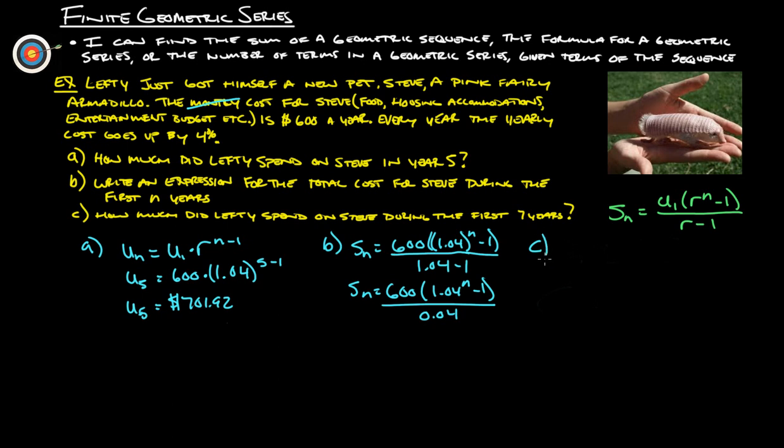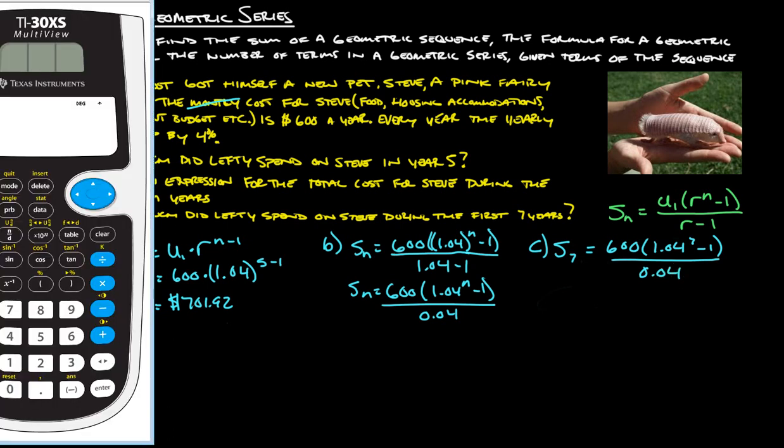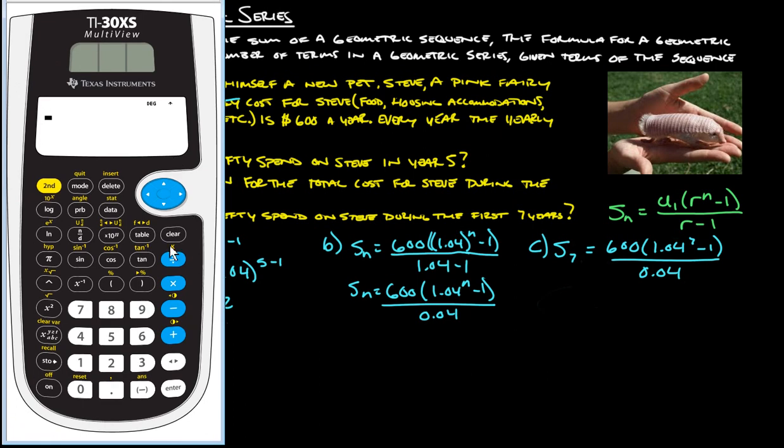Okay, so part C, how much did Lefty spend on Steve during the first 7 years? So that's going to be S of 7 for the first 7 years, which is going to equal 600 times 1.04 now to the 7th minus 1 all over 0.04. Okay, so let's put that in our calculator.